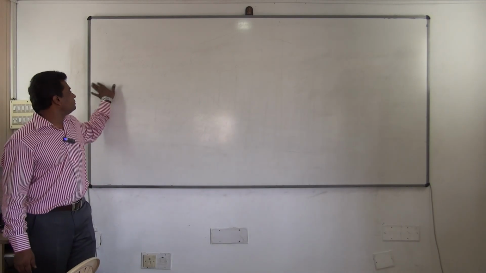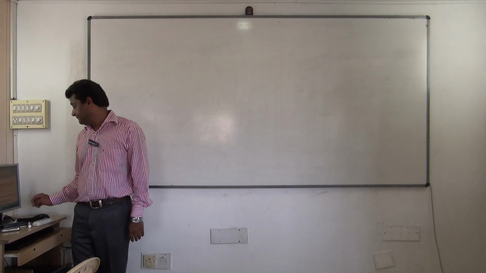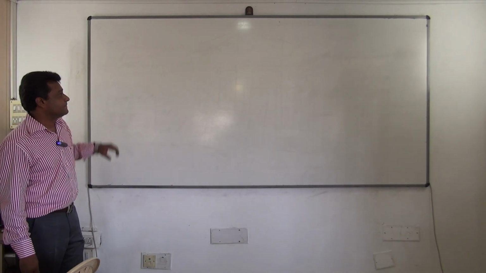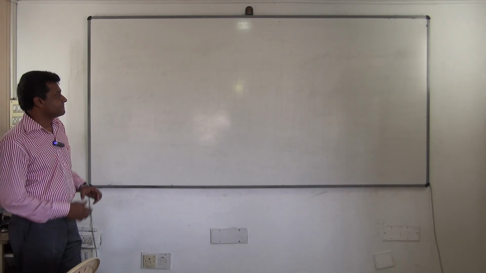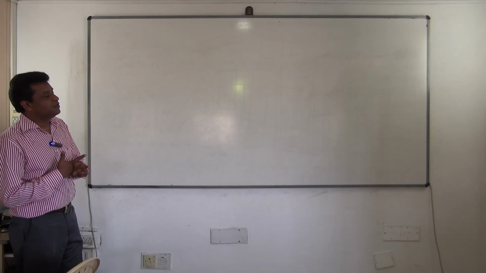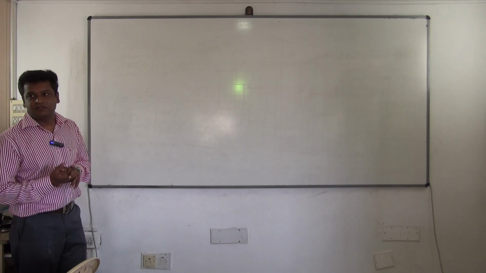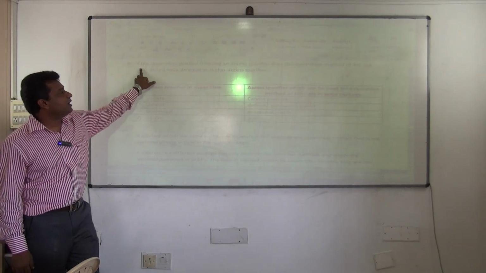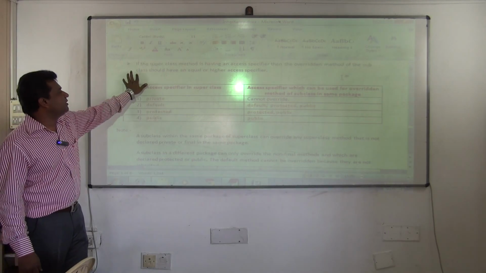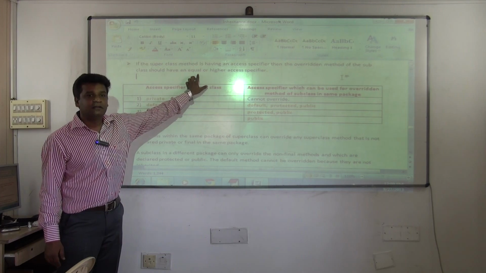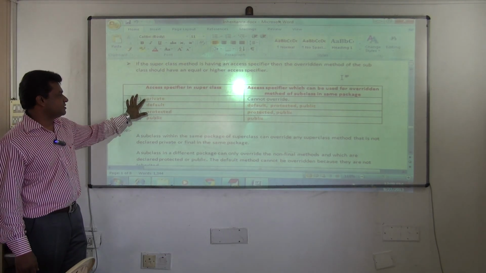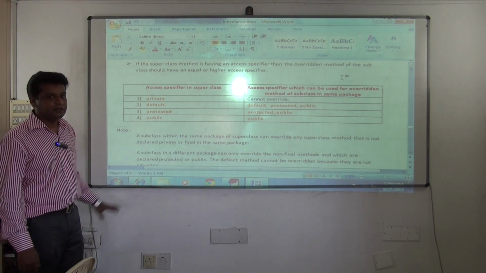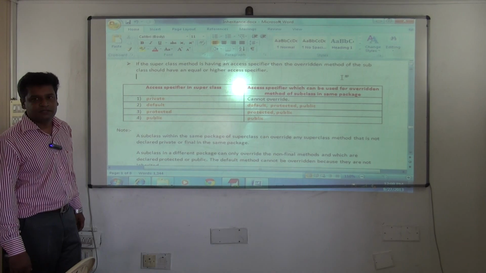Once again, let the projector switch on. So there are many rules to follow for doing overriding. All these rules you should be very clear. See this. If the superclass method is having an access specifier, then the overridden method of the subclass should have an equal or higher access specifier. Access specifier in superclass, if it is private you cannot override. If it is default, it can be default, protected, public. If it is protected, only protected or public. If it is public, only public. Just write this table. I will tell you details later when I teach you access specifiers.